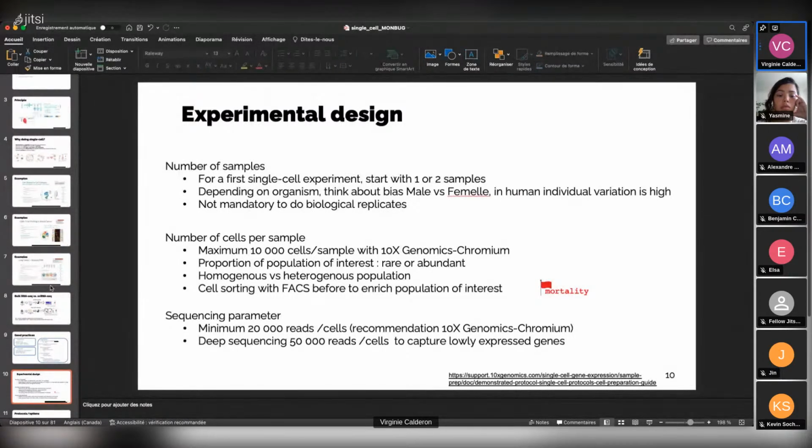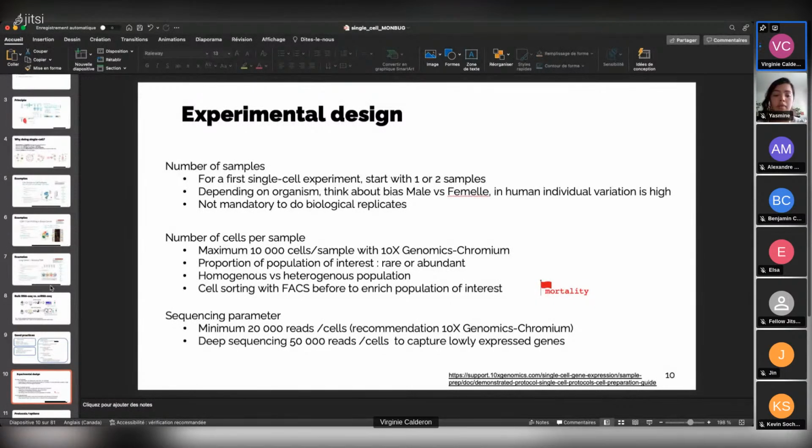Depending on what you want to capture, if you are interested in a rare population, it might be interesting to go to the limit, the maximum. But if you just want to know the proportion of some subsets of the population, you might need just 5,000 cells to be able to capture this information.